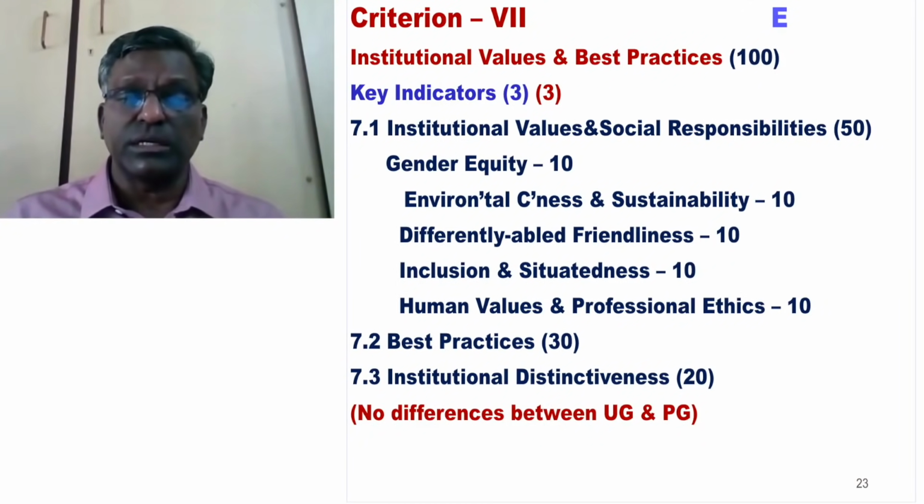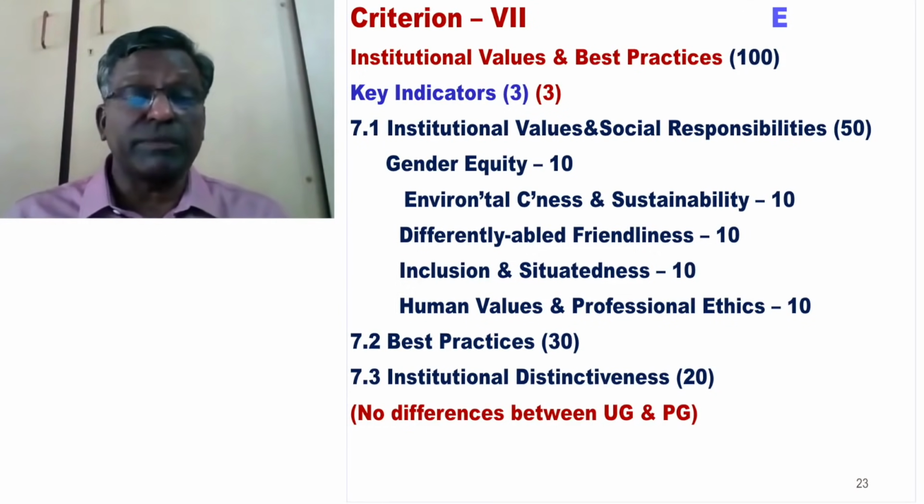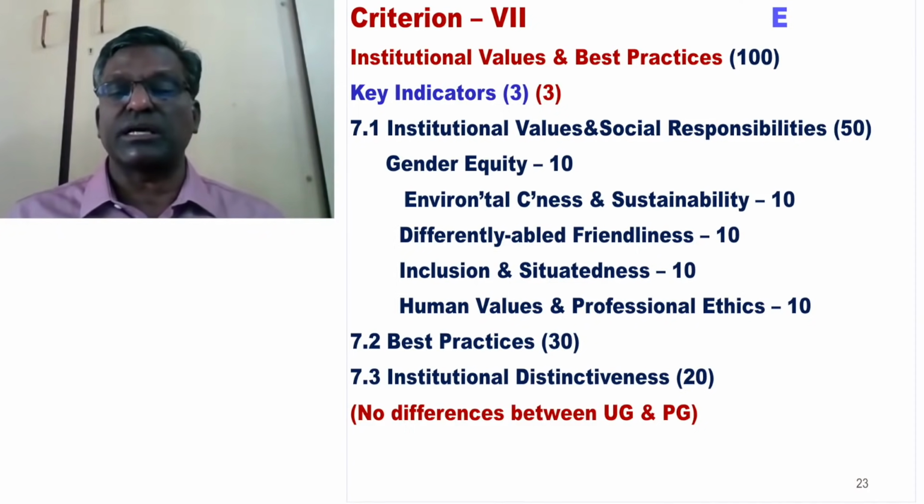So that is 7.1. Then 7.2, best practices. Each institution has to talk about 2 of its best practices. I am sure there are many best practices. Probably every individual department has its own best practice. But the institution as a whole is expected to report 2 of its best practices when it prepares its SSR, self-study report. And the last one is something new. This was introduced very recently when NAAC revised its manual, and I was part of it. 7.3, institutional distinctiveness, which carries 20 marks.